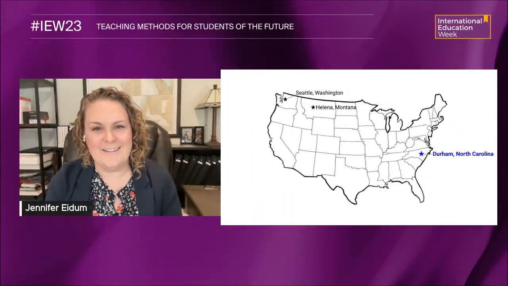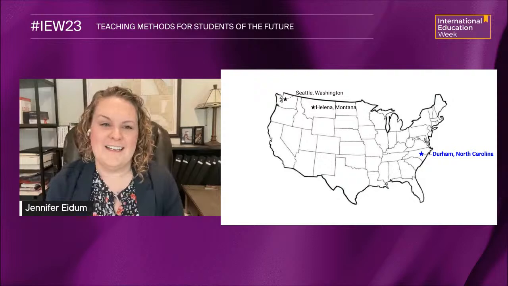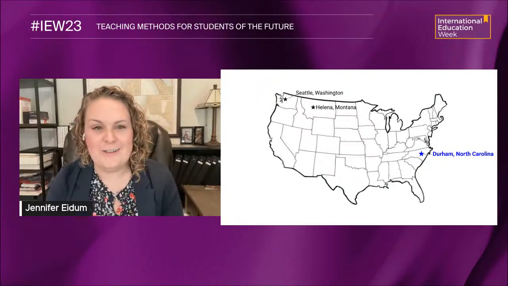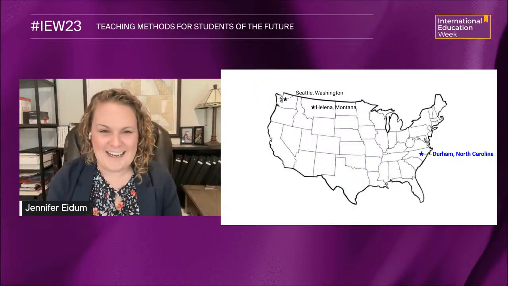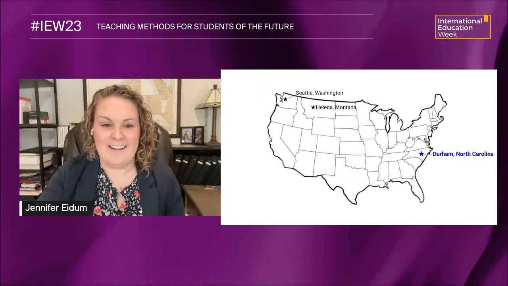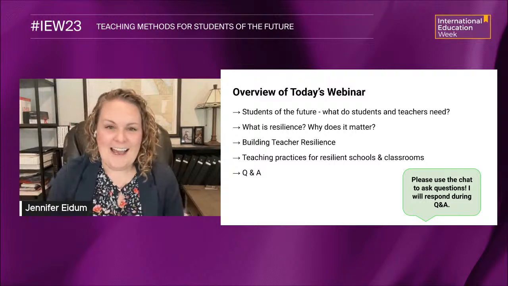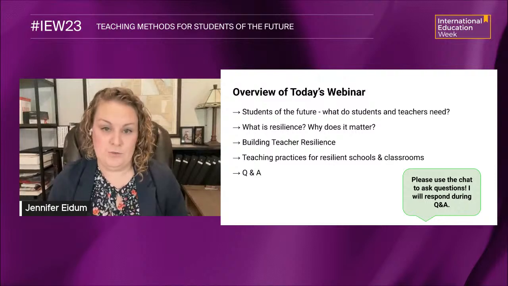I will begin with a tiny bit of information about me. My name is Jennifer Eidum, and I am coming to you from Durham, North Carolina. For those of you who are interested in a little bit about myself, I grew up in Montana in the Western United States and completed my graduate education, including teaching English to speakers of other languages in the Seattle area. So if you're into accents, you may pick up on some of the ways I speak related to Western American English. Today, I am talking to you a little bit about teaching methods for students of the future.